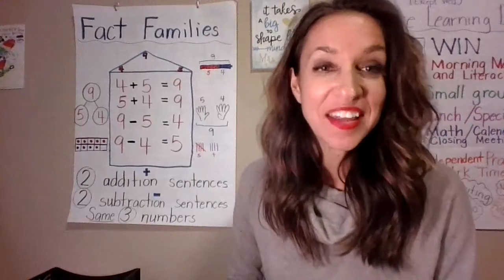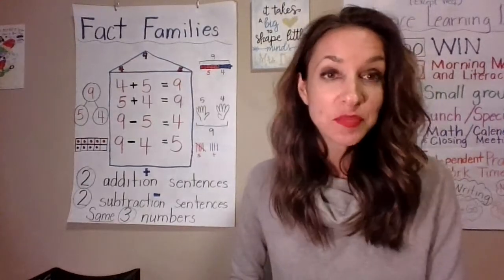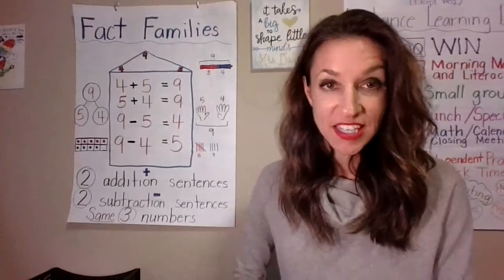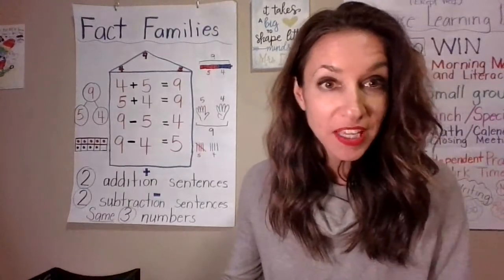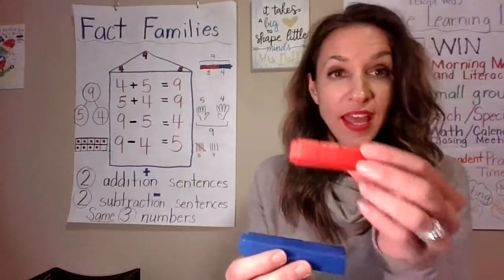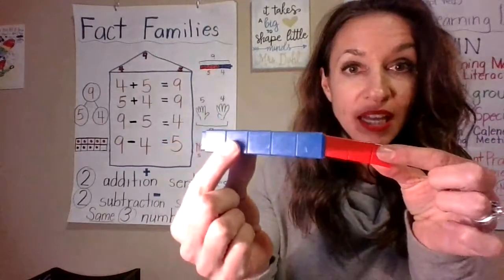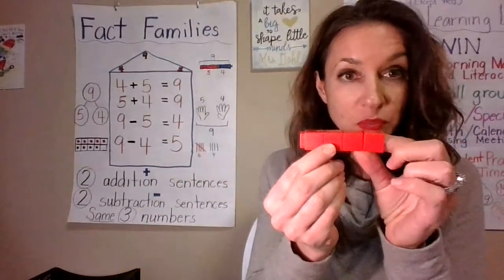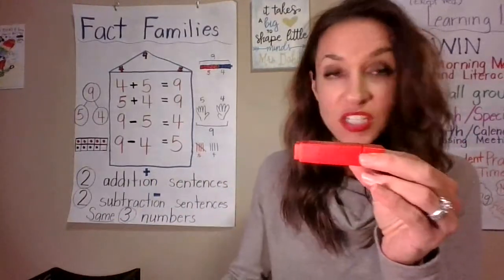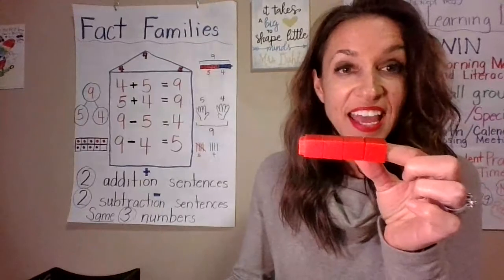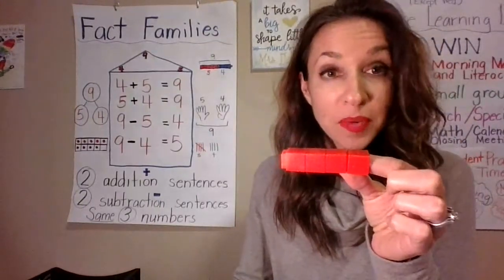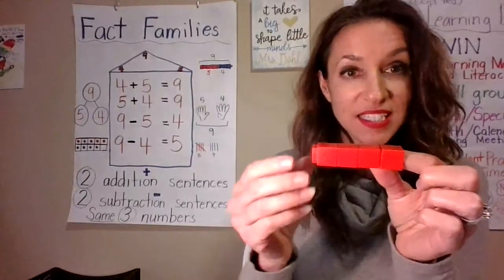Hi friends, today we're going to practice with some addition and subtraction facts and something called fact families. So first of all, let's start out with my cubes here. I have red cubes and I have blue cubes. Let's first of all count how many red cubes we have. We're going to use these to make some addition and subtraction sentences and use all the different number representations we've practiced, like number bonds and number sentences.